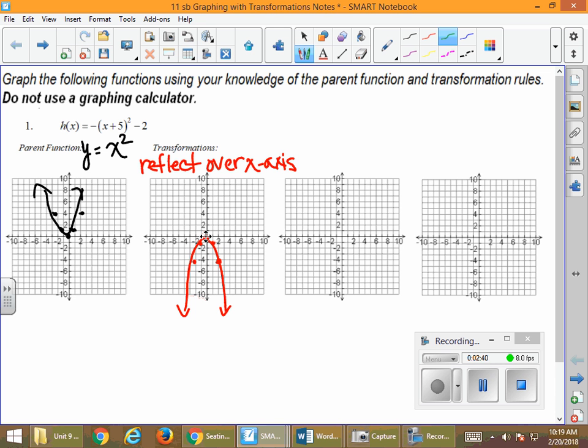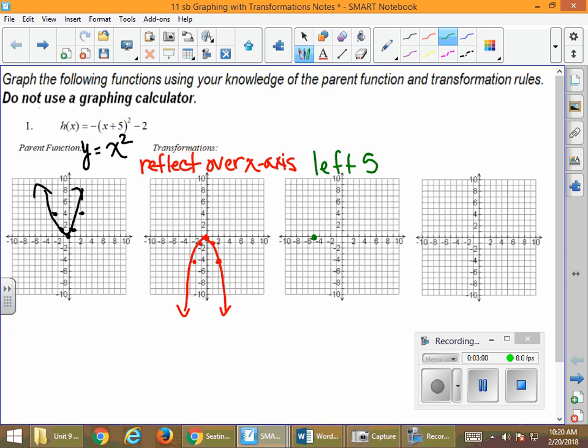Well, as we go along in the equation, we've got our parentheses and it says x plus 5 quantity squared. What does the plus 5 do to our function? How does it transform it? I'm going to go left 5. So let's start with the vertex. We're going to move that left 5.